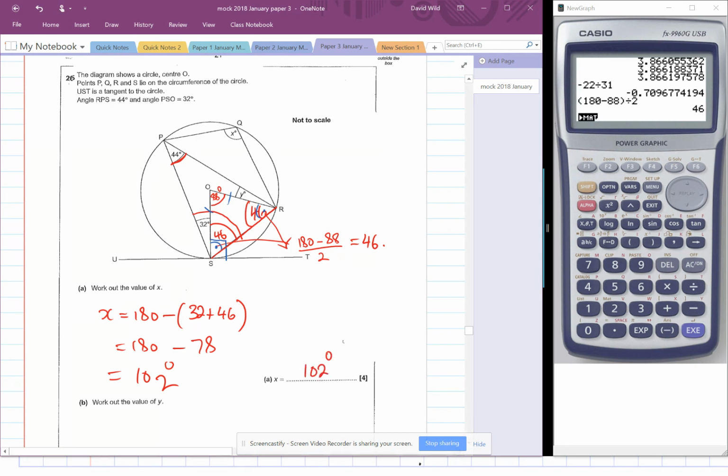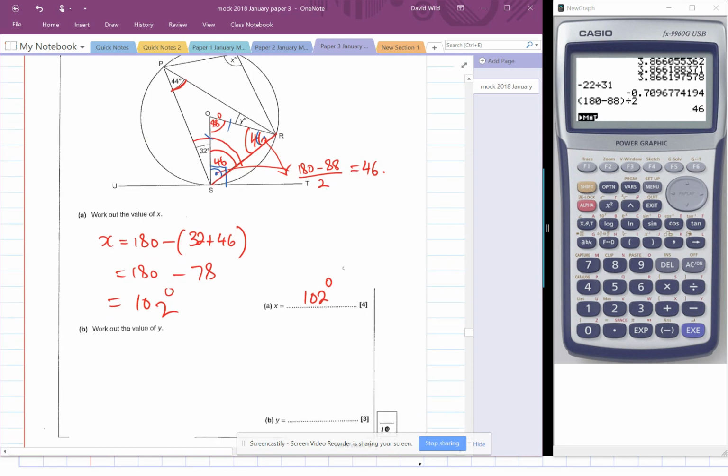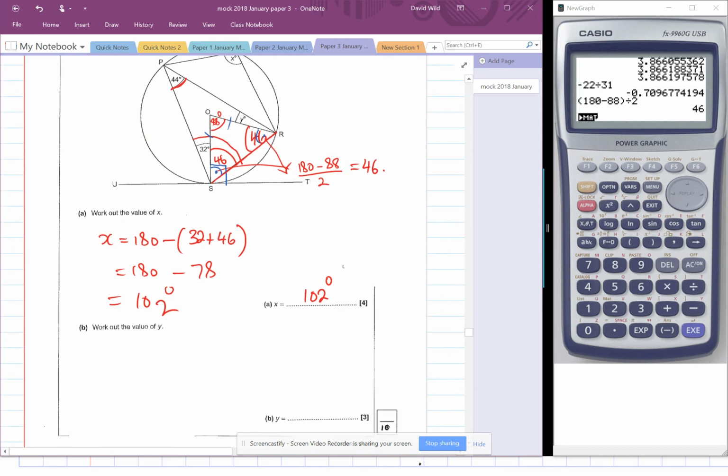Notice how I just picked it apart bit by bit. Work out the value of y now. So how do I work out the value of y? I'll have to come back to that in the next video.